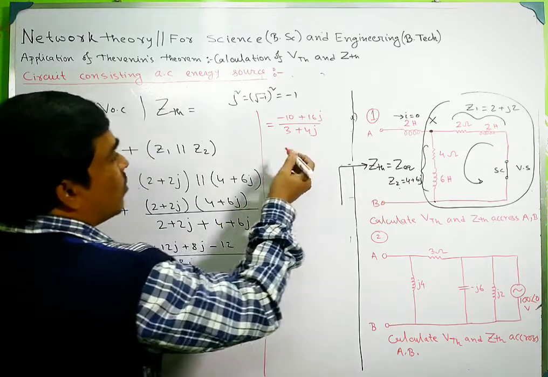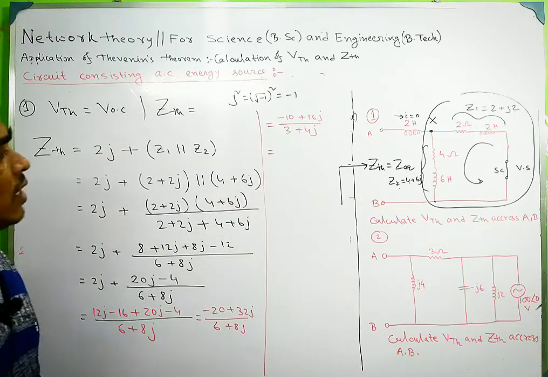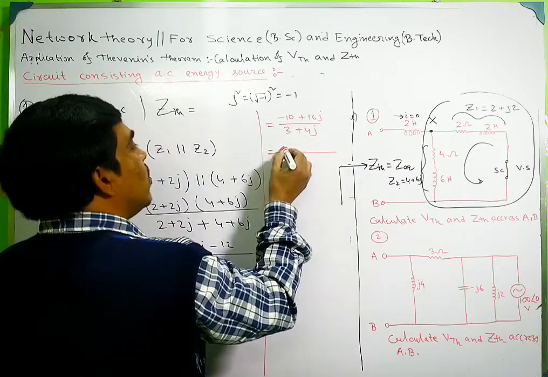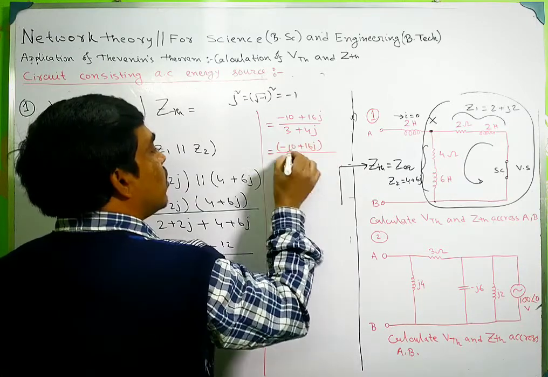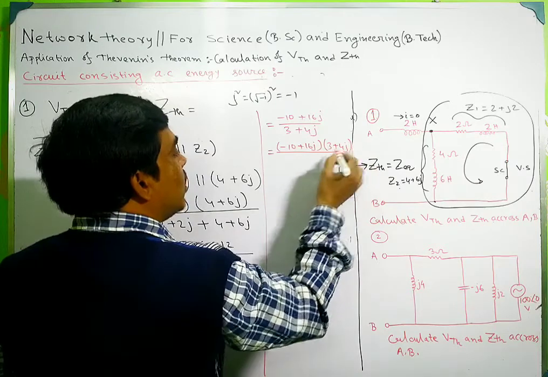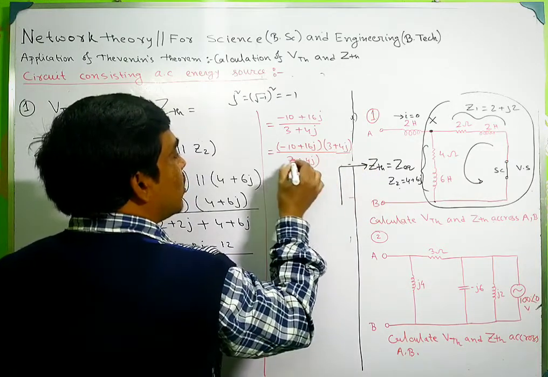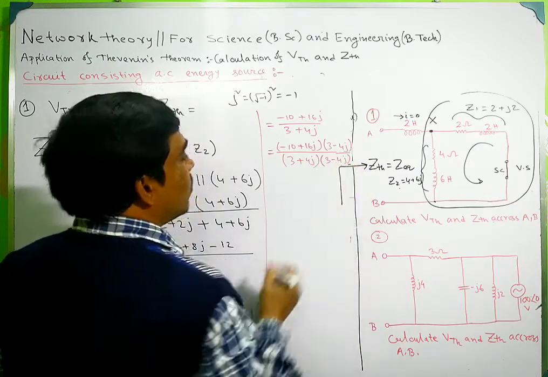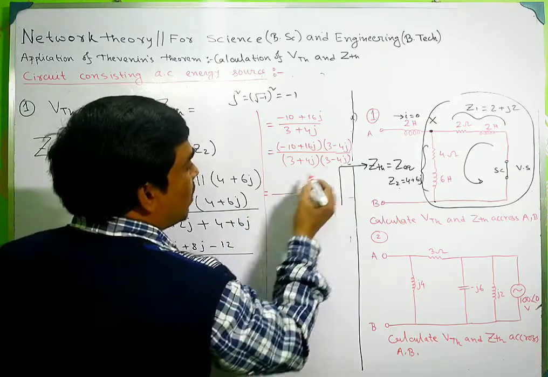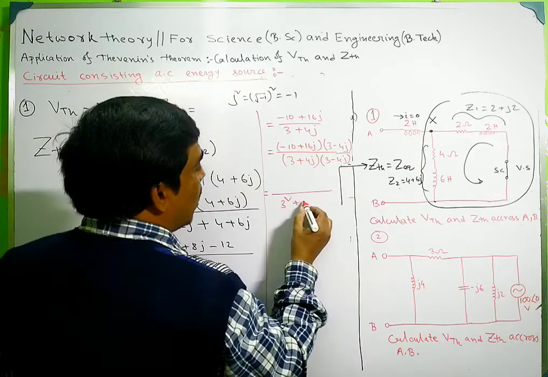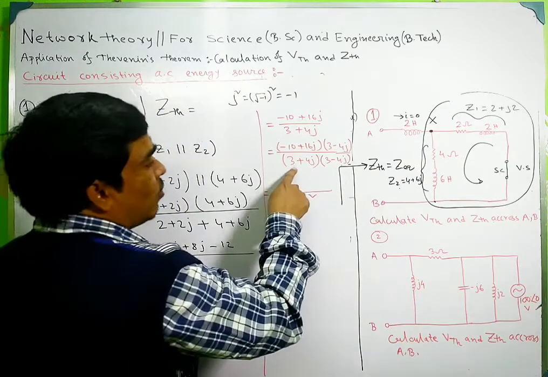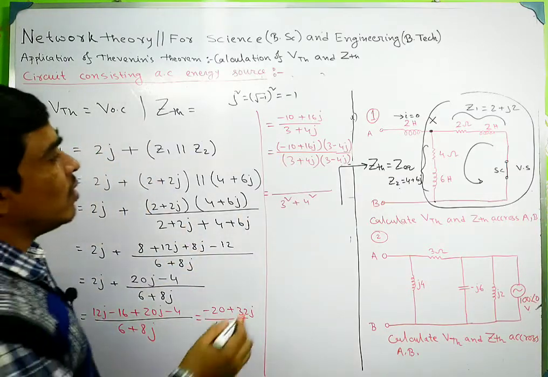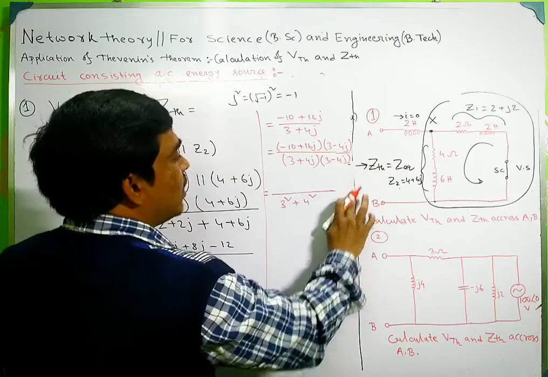Now if you convert it into polar form, this is minus 10 plus 16J multiplied by 3 plus 4J, divided by 3 plus 4J times the conjugate, 3 minus 4J. So the denominator will be 3 squared plus 4 squared, because it is a squared minus b squared, but minus j squared equals minus, that's why minus becomes plus.